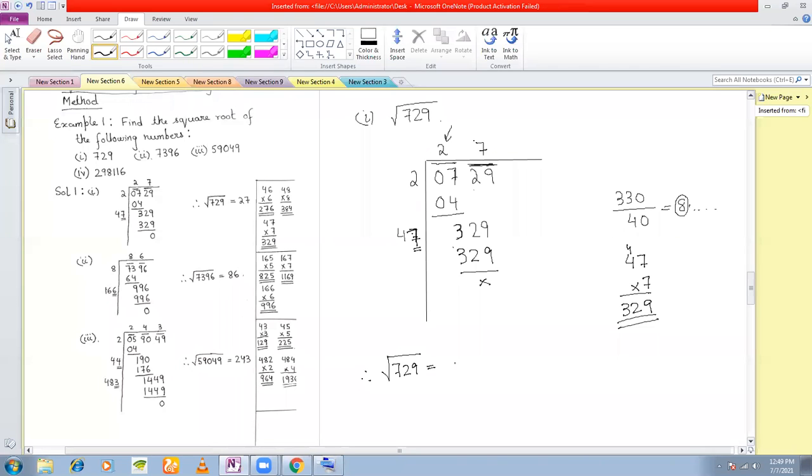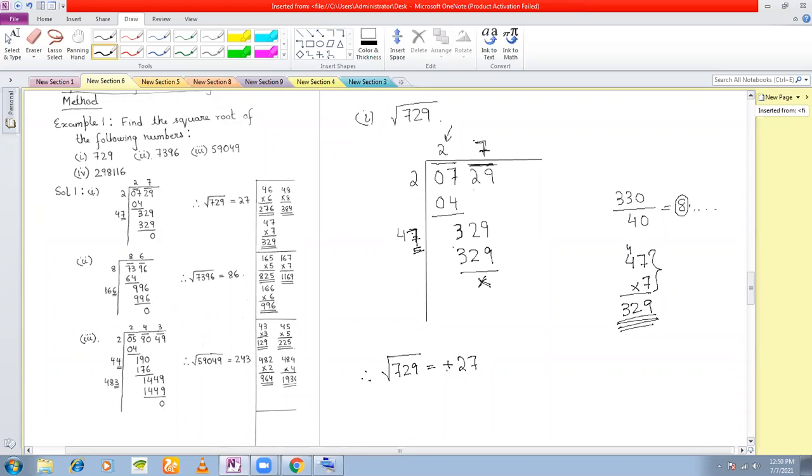Sir, I am saying that we will choose a number between 0 and 9. Yes, any number between 0 and 9. In fact, any number between 0 and 10. Okay, a single digit, only a single digit. So we have chosen 7 here. Since we have chosen 7, we put a 7 here. And once you multiply 47 and 7, we are getting 329. So that means square root of 729 is equal to 27.